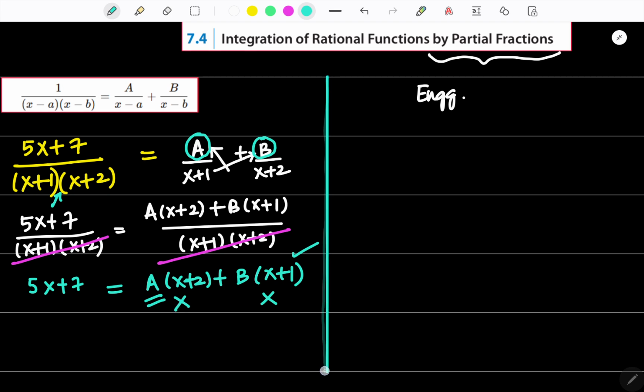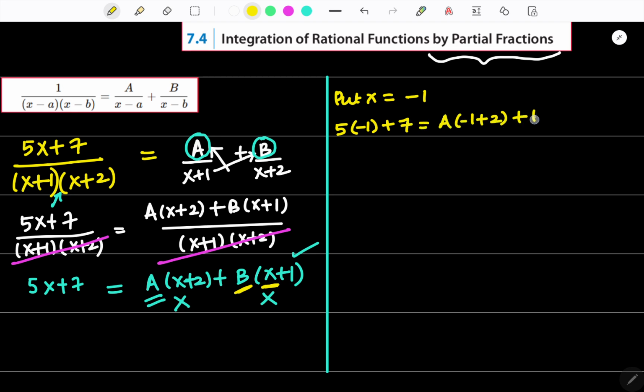So for this, I'm going to choose some x values. For example, I want to close b, so put x equal to minus 1, which makes b's term zero. Then 5 times minus 1 plus 7 is equal to a times minus 1 plus 2 plus b times minus 1 plus 1. Minus 5 plus 7 is 2. So a times minus 1 plus 2 is 1, plus this is 0. So a is equal to 2. Clear everybody?